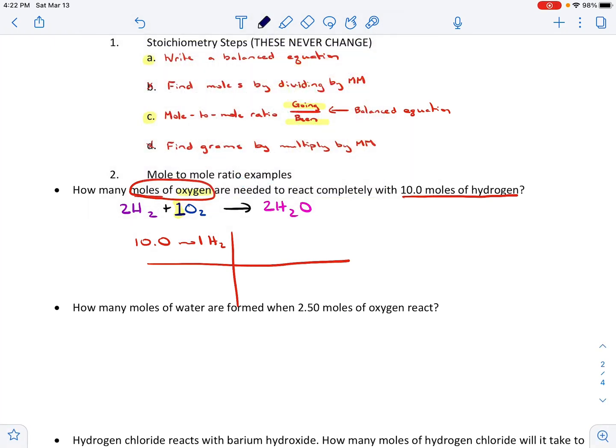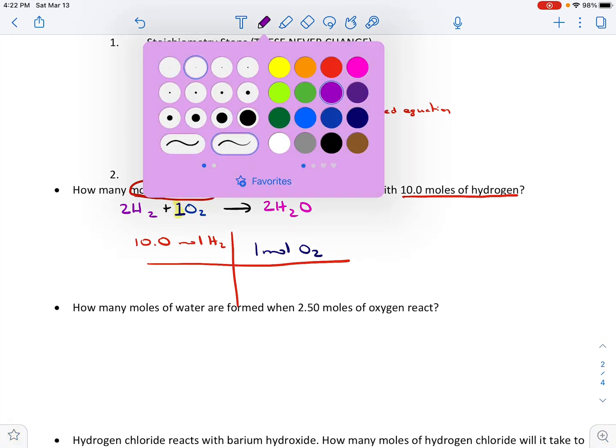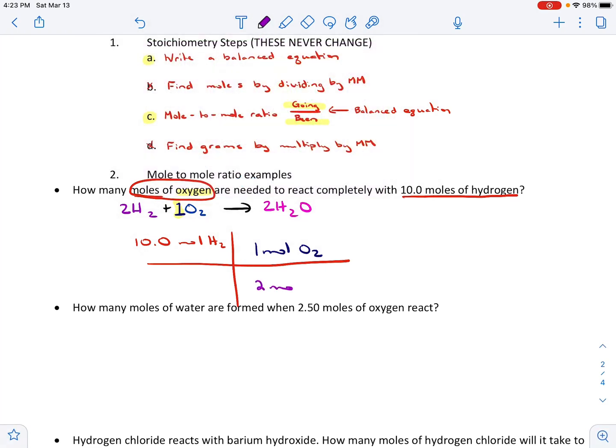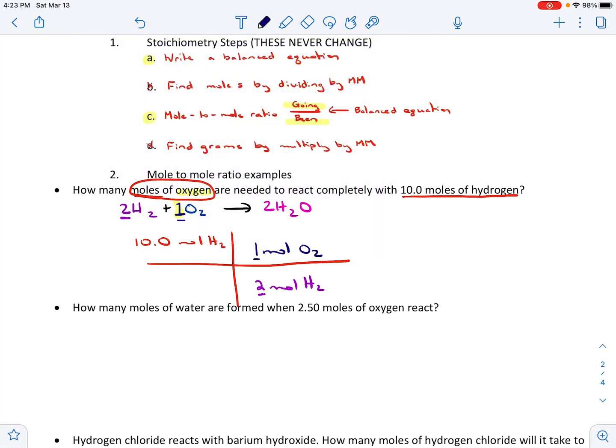All right? 1 mole of oxygen. That is where we are going. On bottom, we're going to put where we've been, which is what we started with. In this case, it is 2 moles of hydrogen. This 2 came from this 2 right there, and obviously the 1 came from this 1 right here.